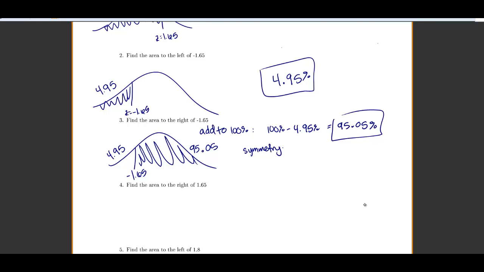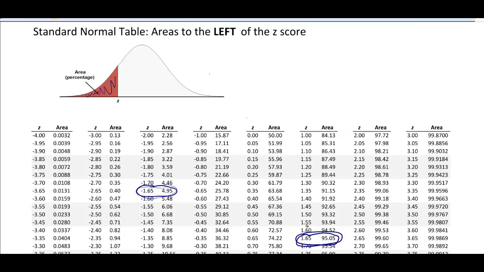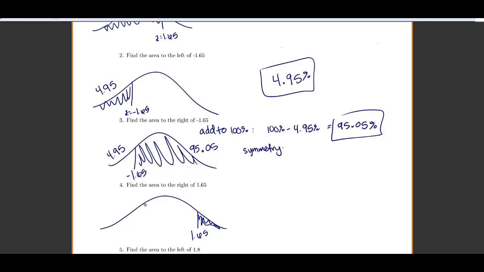Number 4, let's find the area to the right of 1.65. So here's my positive 1.65. I want the area to the right of it. Again, if I look up positive 1.65 on my normal table, that's 95.05%. But that's the area to the left. I want the area to the right. So I'd have to do 100% minus 95.05% equals 4.95%. So the area to the right is 4.95.